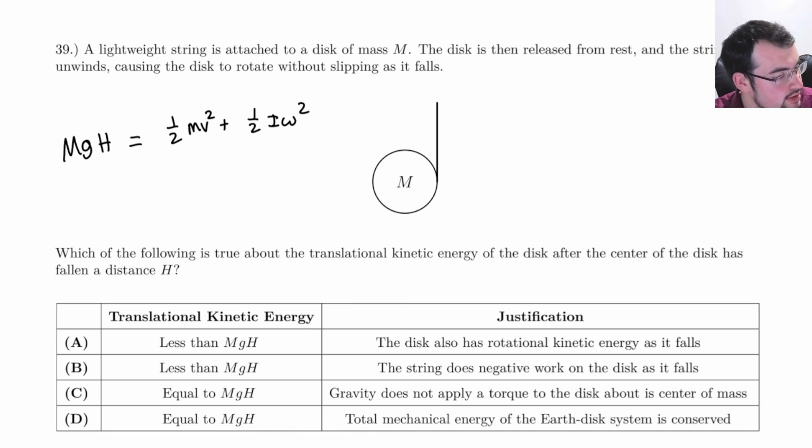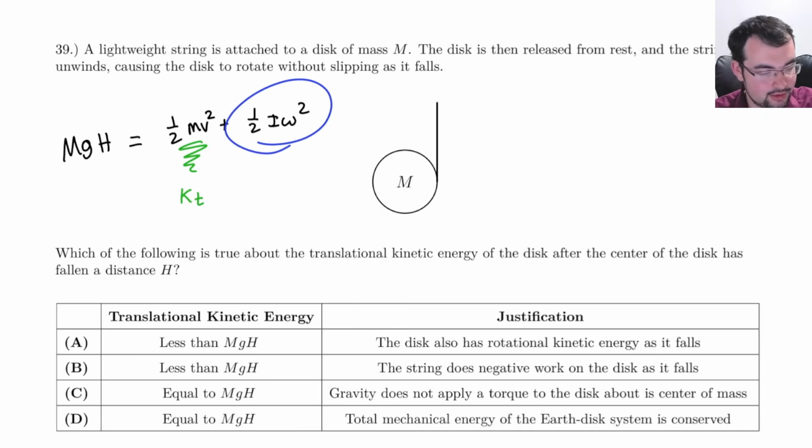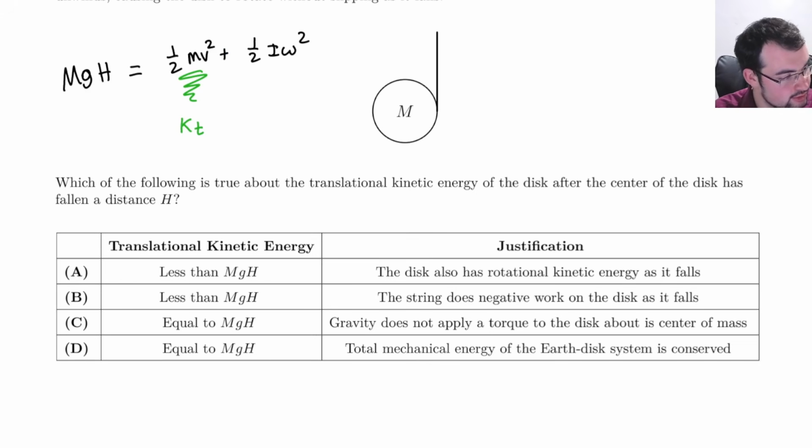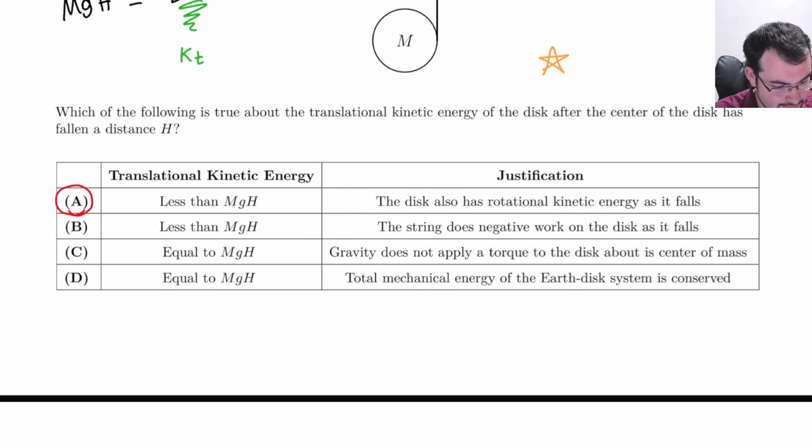So if this first term is the translational kinetic energy, we know that our translational kinetic energy is going to be less than mgh, because there's also this rotation factor. It's going to be less because the disk also has rotational kinetic energy. This was a pretty standard 1 star. The string does negative work on the disk as it falls? That doesn't really make sense, because the string is actually causing the rotation to speed up. It doesn't quite work out.